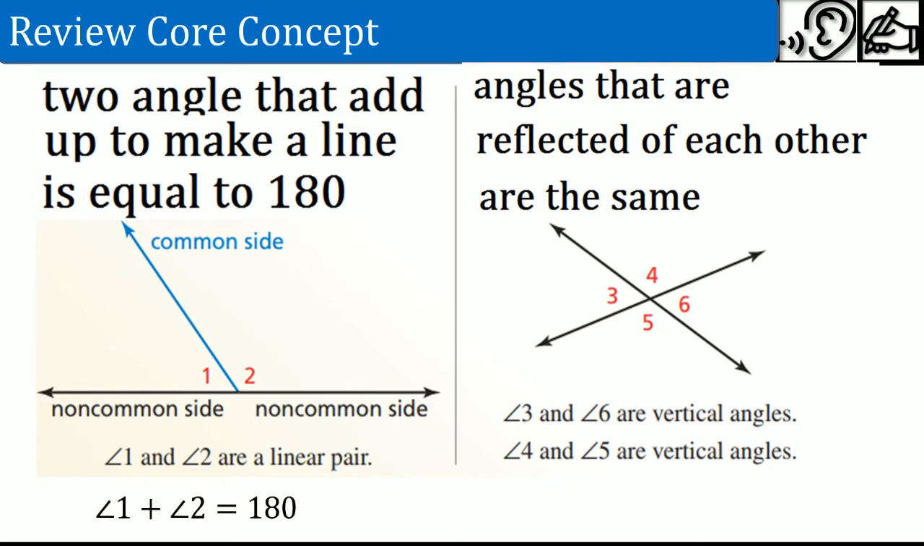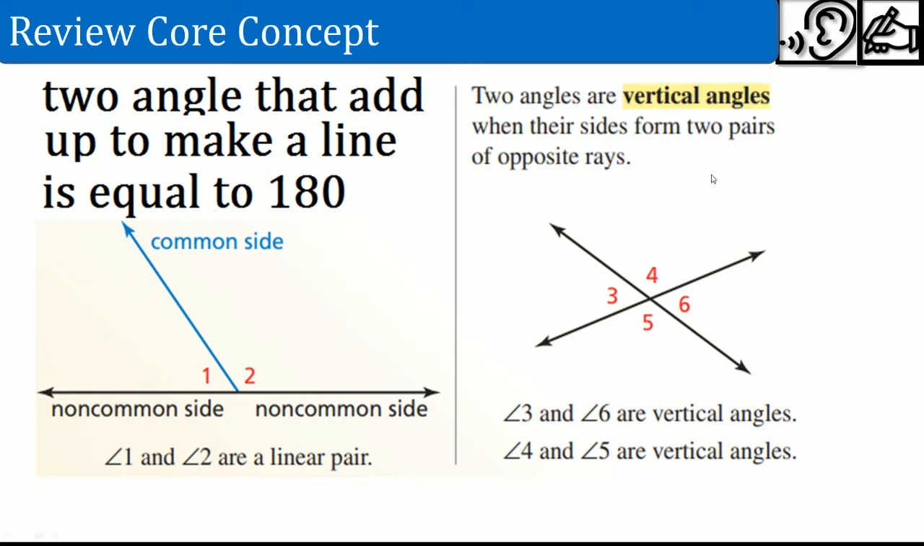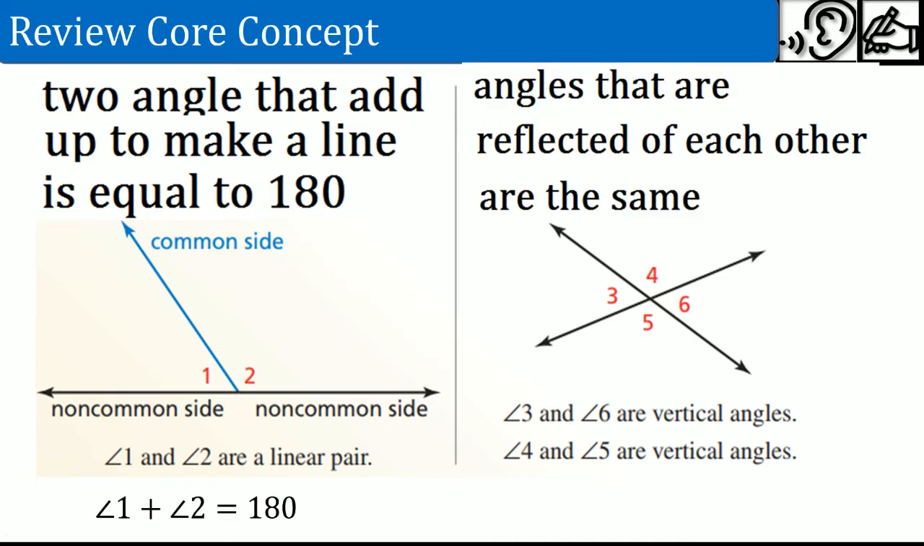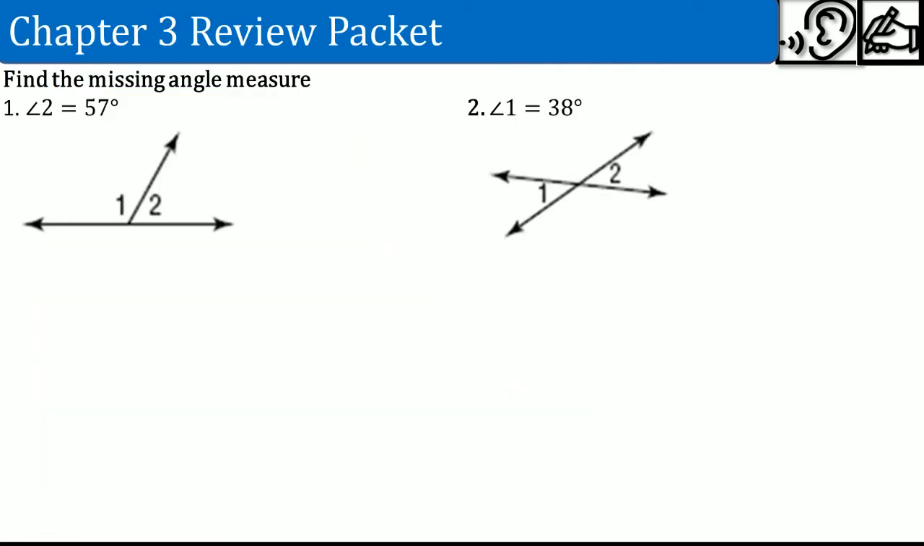The next one, if it looks like this, you would say two angles are vertical angles when their sides form two pairs of opposite rays. In simple English, angles that are reflected of each other are the same. In this case, you would say 3 and 6, they're reflected from each other, therefore they are congruent, the same. 4 and 5 are reflected from each other, they are the same, so they're congruent as well.